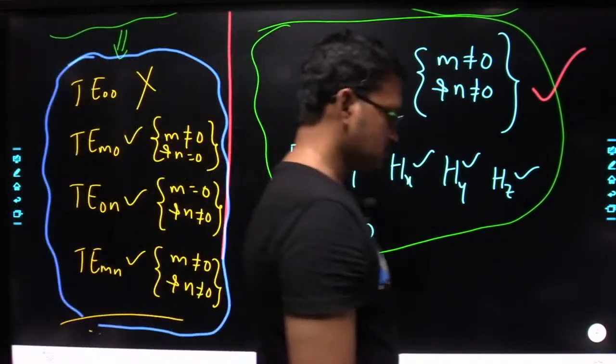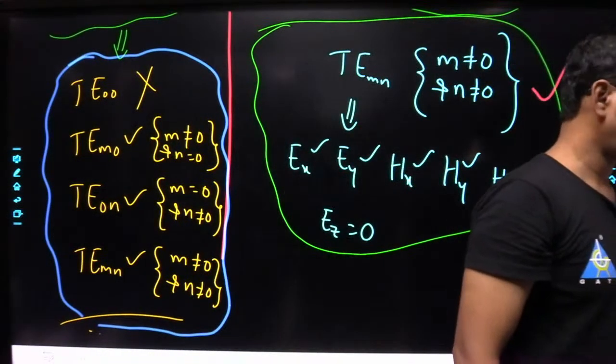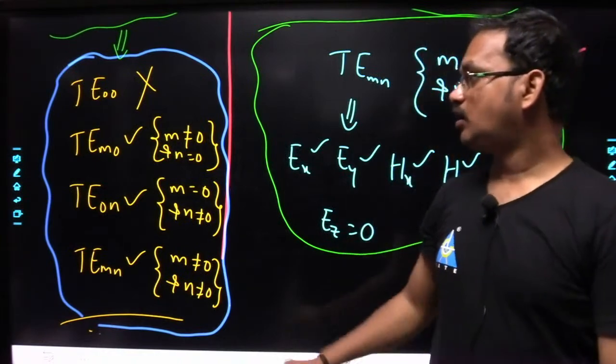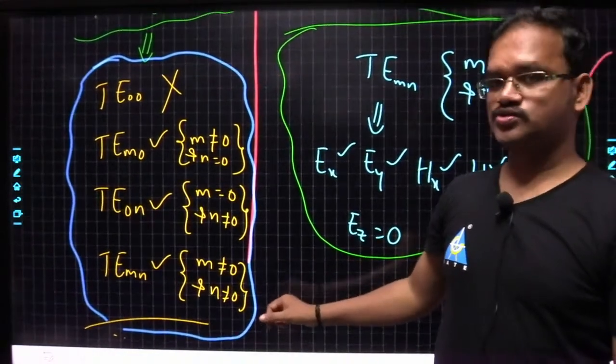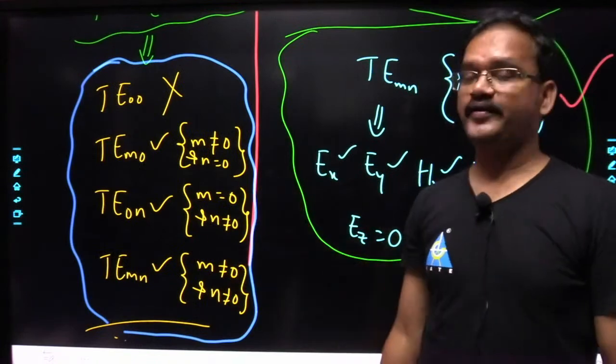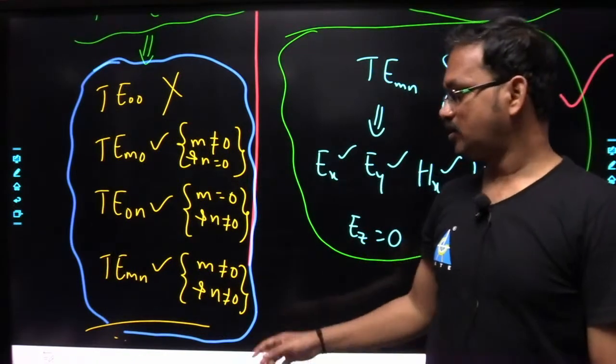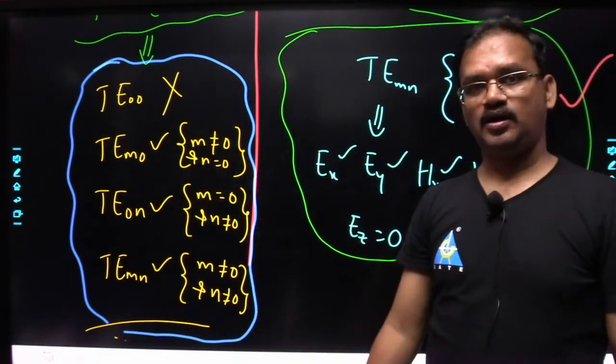Right. So we have seen how to check which modes are possible inside the rectangular waveguide. These are the conclusions we can make.